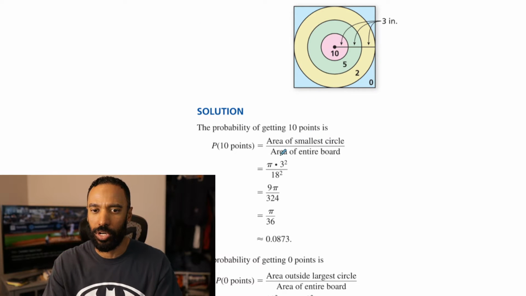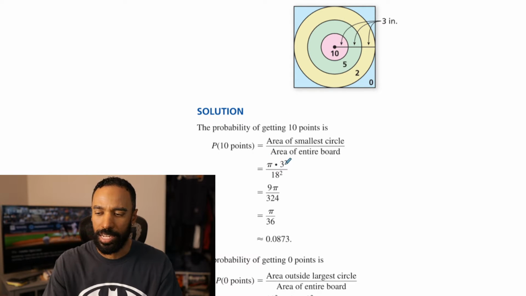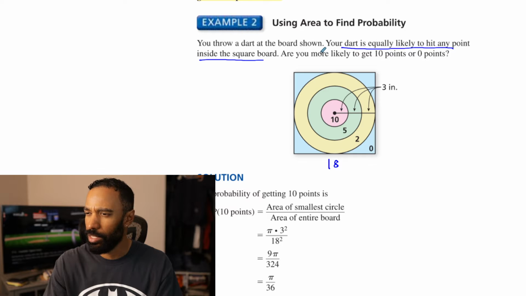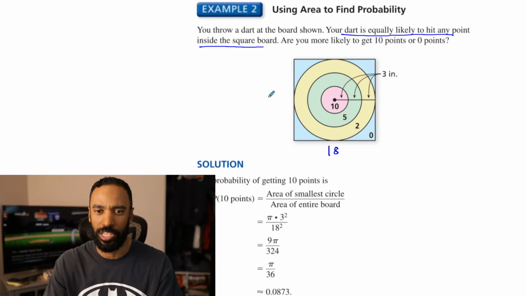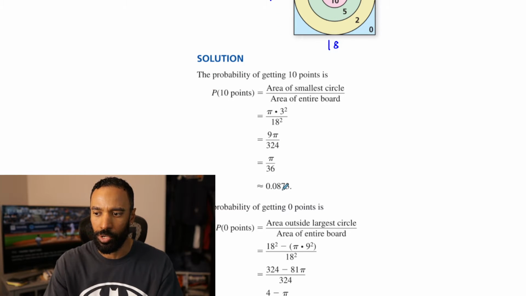So the area of the smallest circle over the area of the entire board. The area of a circle is pi r squared. So pi times, I can't tell if 10 is the number of points, 3 inches for the radius. Pi times 3 squared. And then the overall dartboard here, these are all just 3 inches. So 3, 6, 9, doubled is 18. So we have an 18 inch by 18 inch board here. That's why they're doing 18 squared. So the area of the whole thing's 324. We divide 9 pi by 324 and we get 0.0873.